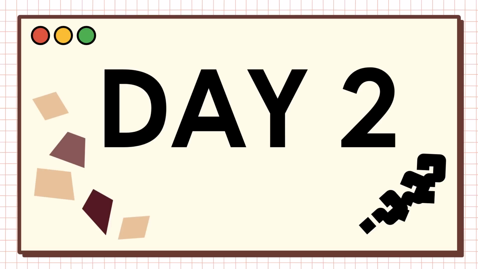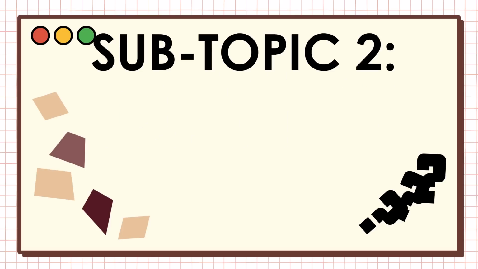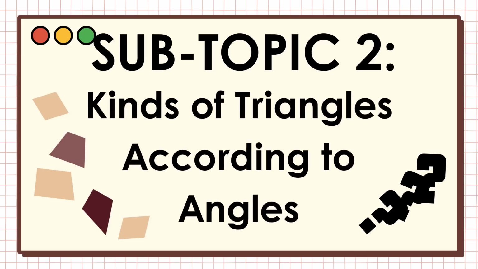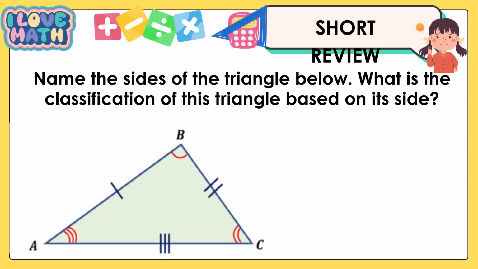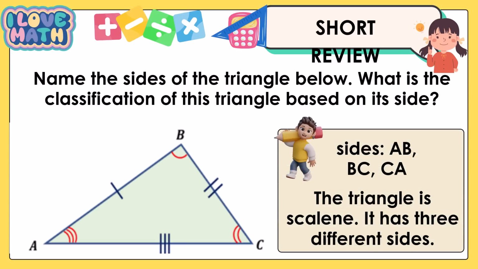Day 2. Subtopic number 2. Kinds of triangles according to angles. Let's have a short review. Name the sides of the triangle below. What is the classification of this triangle based on its sides? The answer: sides AB, BC, and CA. The triangle is scalene. It has 3 different sides.